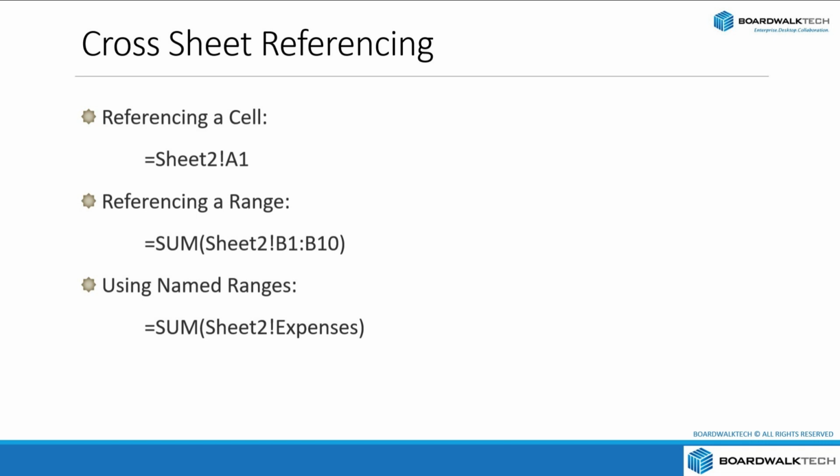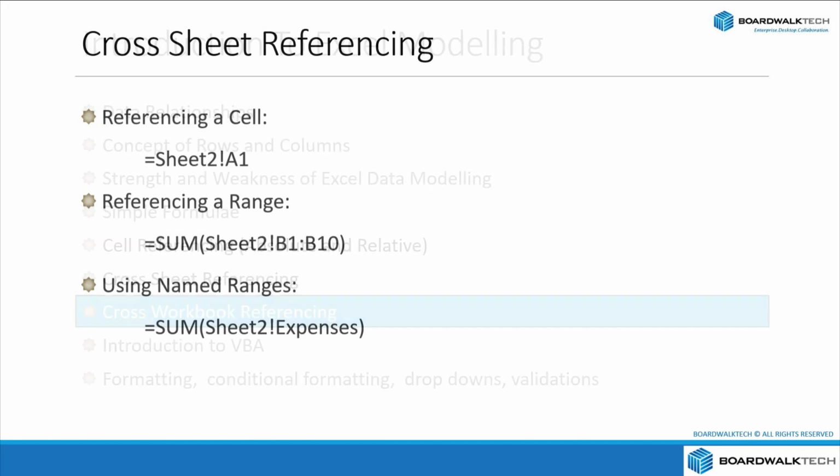If you want to sum the values in column B on sheet 2 from row 1 to 10 on sheet 1, this can be done by equals sum sheet 2, B1, B10. Assume you named the range A1, A10 on sheet 2 as expenses. On sheet 1, you can use equals sum sheet 2 expenses.